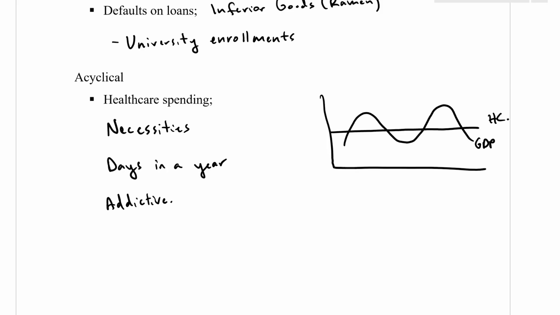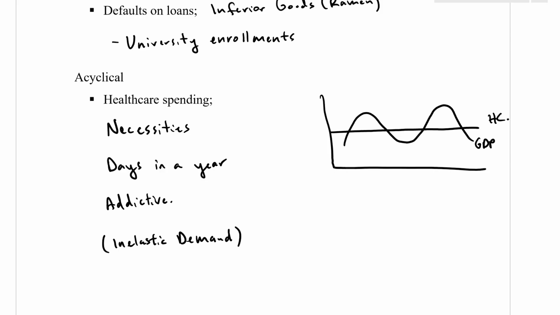Cigarettes, same idea. So ultimately, what this comes down to are things that have highly inelastic demand, which essentially means whether the price is going up or down, or whatever's happening in the economy, the demand for that is going to stay the same. Okay.